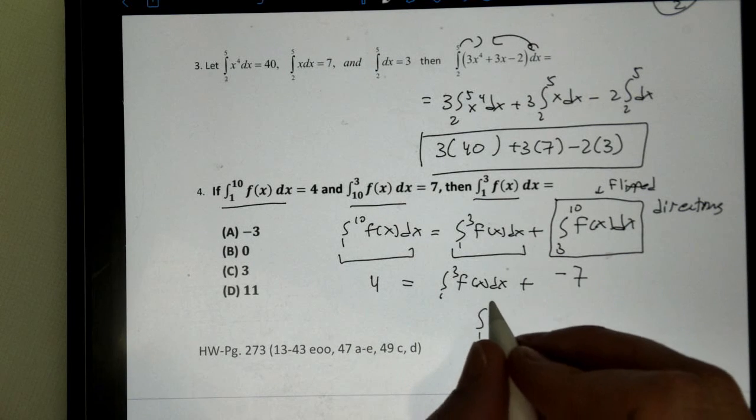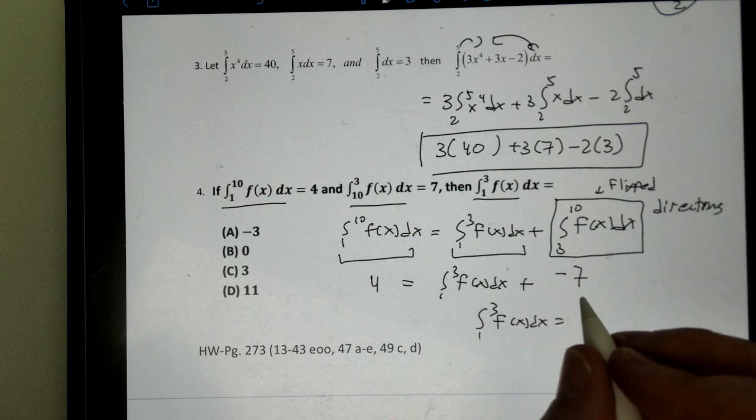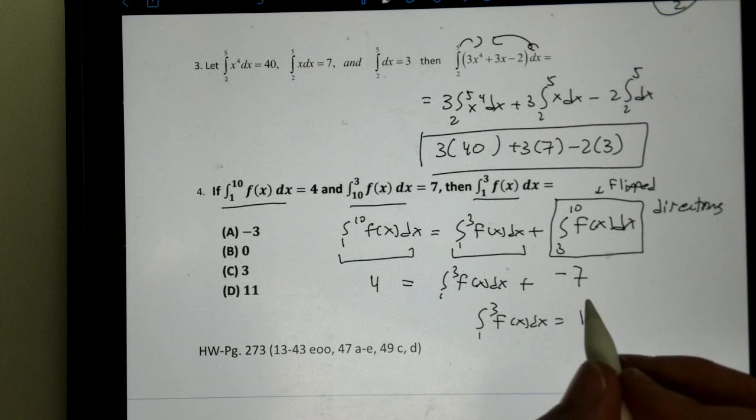And then I can add them. 1 to 3 of f of x dx. And if I add the 7 over there, that's just going to give us 11. So the answer is going to be D.